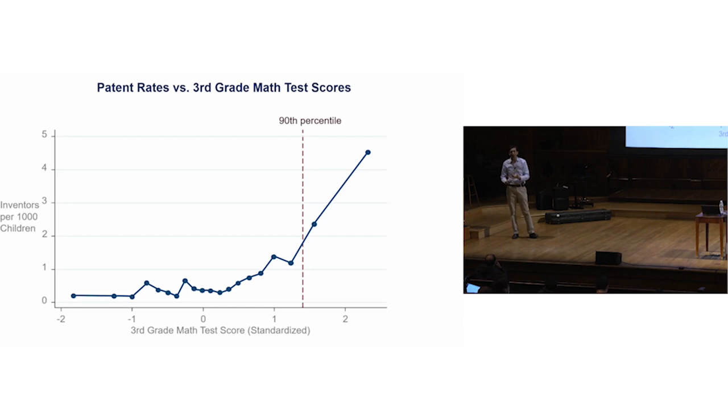In contrast, if you look at other occupations, or you look at earnings more generally, English test scores actually tend to be more predictive of later outcomes than math test scores. So why is that relevant here? Obviously, innovation tends to be associated with quantitative skill, and you can see that the test scores pick that up.